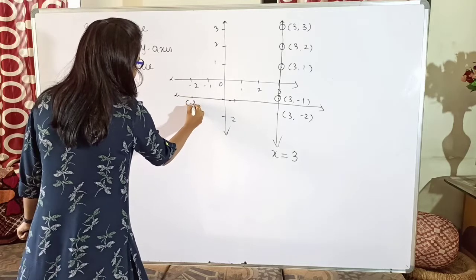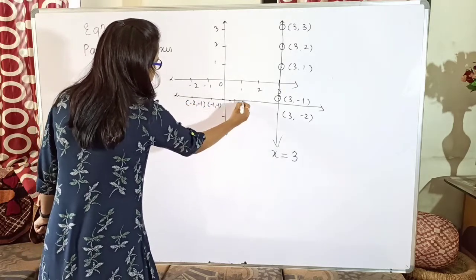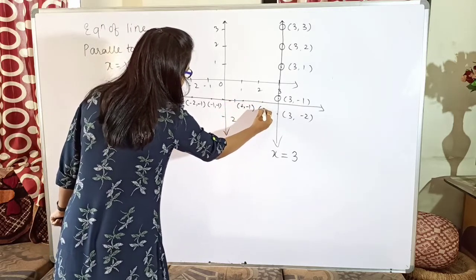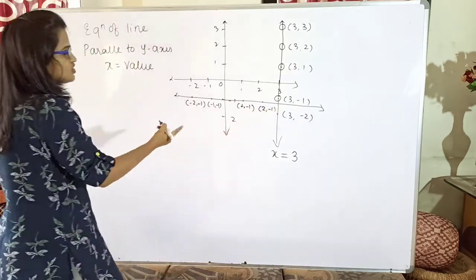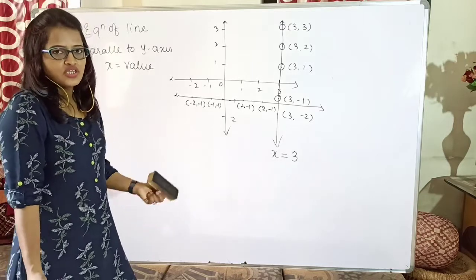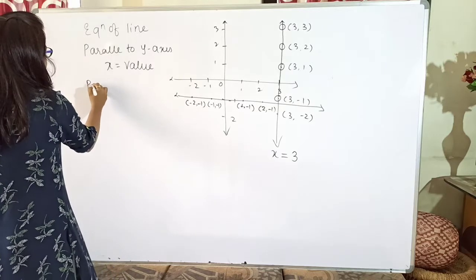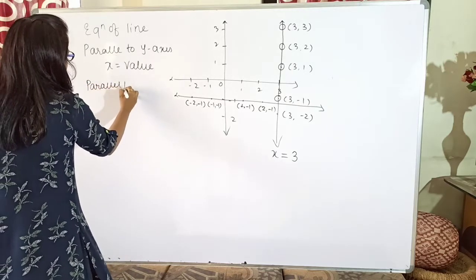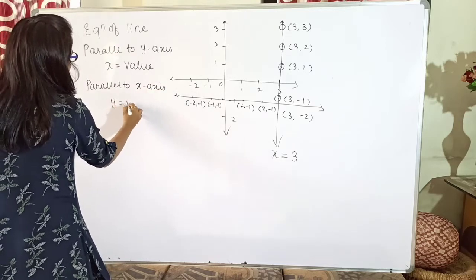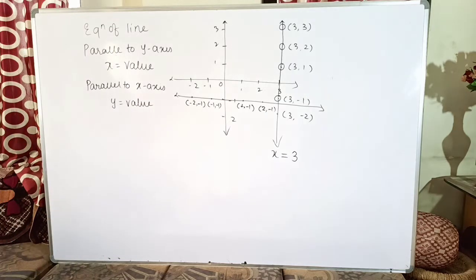The x coordinate is minus 2, y coordinate is minus 1. X coordinate is minus 1, y coordinate is minus 1. X coordinate is 1, y coordinate is minus 1. X coordinate is 2, y coordinate is minus 1. So as you can see, everywhere the y coordinate remains same. X coordinates are changing. So the equation of the line, similarly to the above one, if it is parallel to the x-axis, will be y equal to the value or the point from which the line is passing.